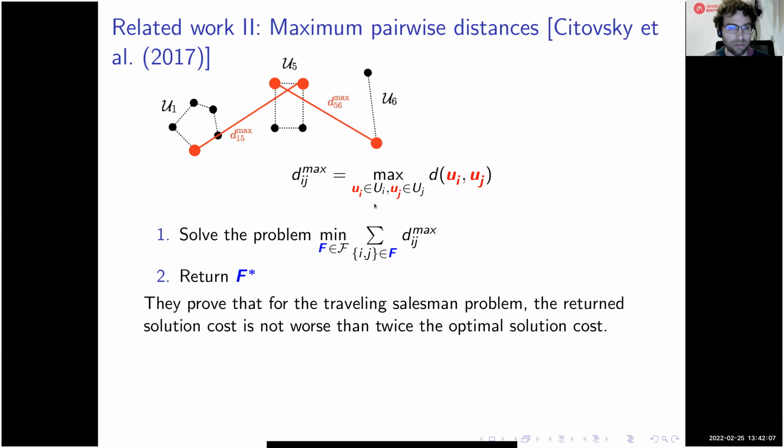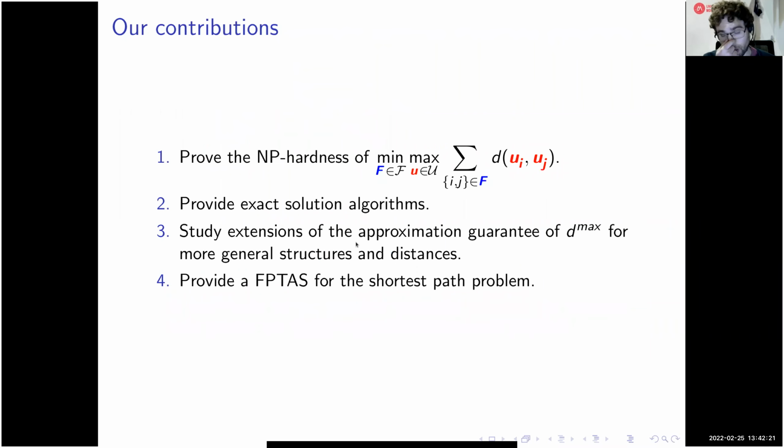I will give you some of the things that we have done, not all of them, because quite a lot. And the previous work that I presented, I will show you how it compares to our algorithm as well at the end of the talk. So this is a list of the contributions that are present in the paper. I will not present all of them. We prove that some cases of the problem are hard. We provide an exact algorithm based on cutting plane. As I just mentioned, we study some extension of the approximation algorithm, and we also have an FPTAS that I won't talk about today.